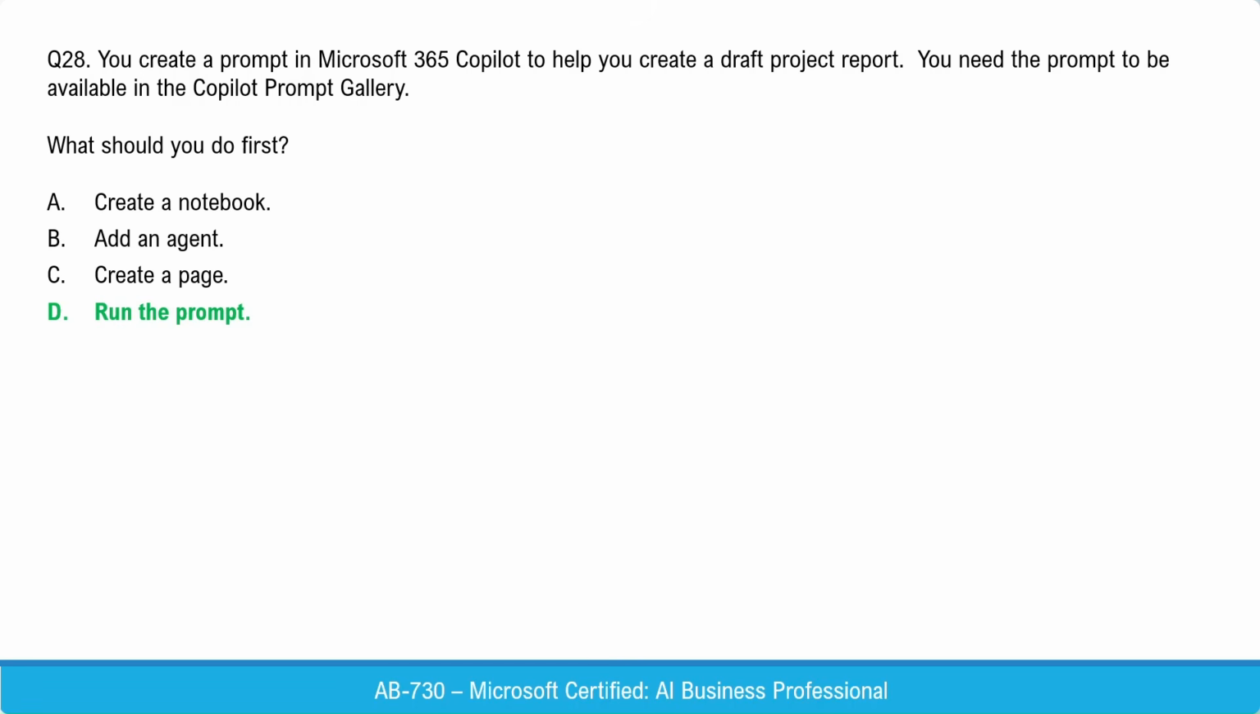Now let's look at the other options. Creating a notebook is for organizing conversations, not for managing prompts. So option A is wrong. Adding an agent is for automating specialized tasks. So option B is also incorrect. And creating a page is for content, not for prompt management. So option C is also wrong. So the first step to make your prompt available in the prompt gallery is to run it. So the final answer is option D.